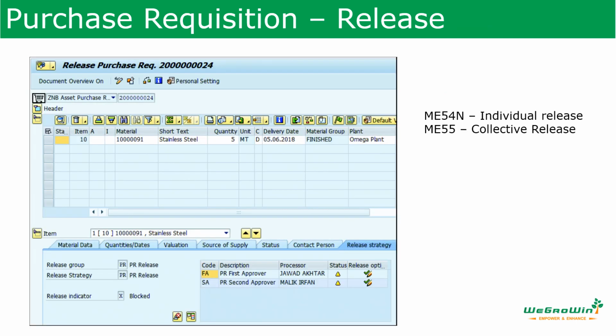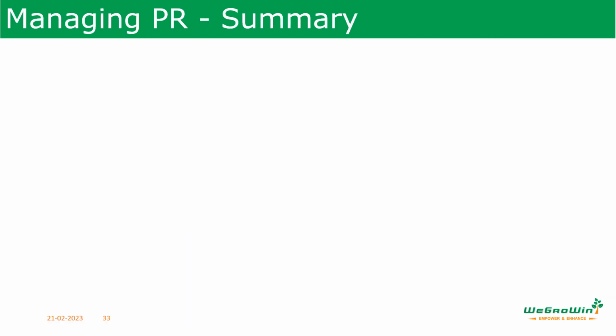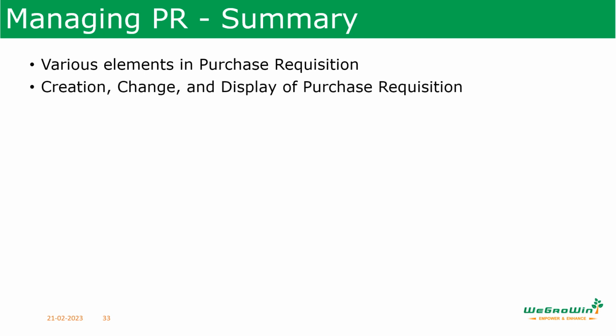Once the release procedure setup is done, the purchase requisitions can be released either individually through ME54N, or they can be released collectively using the transaction called ME55. Both options are there. So in this session, we discussed various elements in purchase requisition and how to create, change, and display a purchase requisition, like purchase requisition management. Also, we discussed the basics of purchase requisition release.